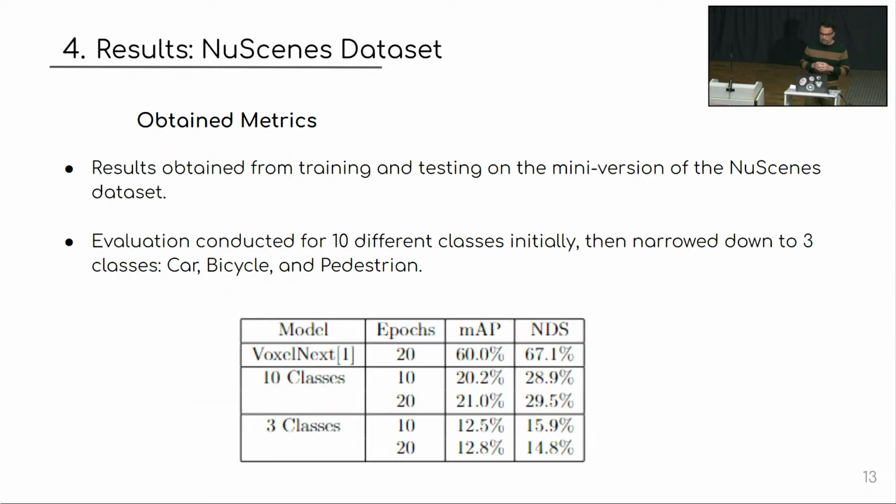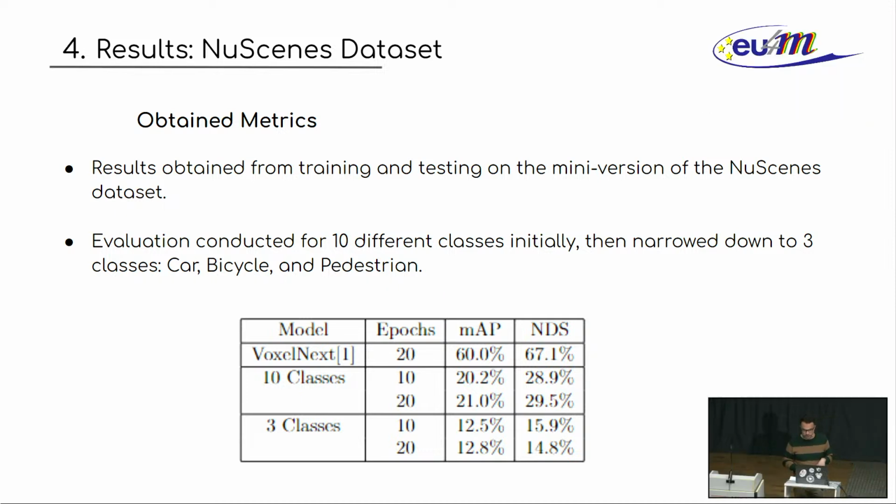Here in this table, we can see the general values for every sequence trained. First, we did it with 10 classes of objects. And then we reduced it to the 3 main classes of objects, which were car, pedestrian, and bike, the ones better detected and most likely to be found. And we got these results, which compared with the voxelness reference value are not too high.